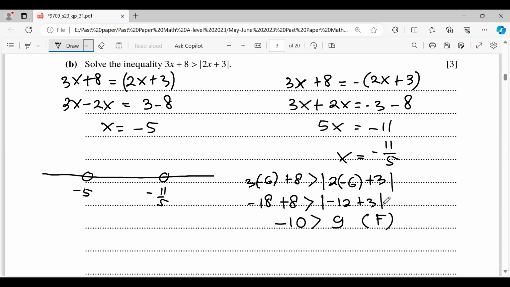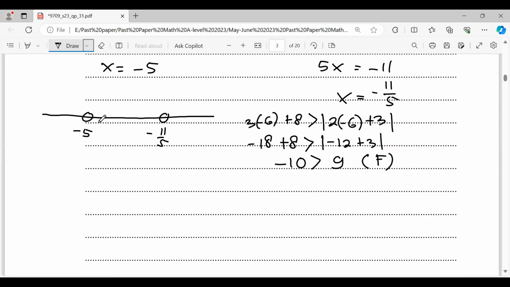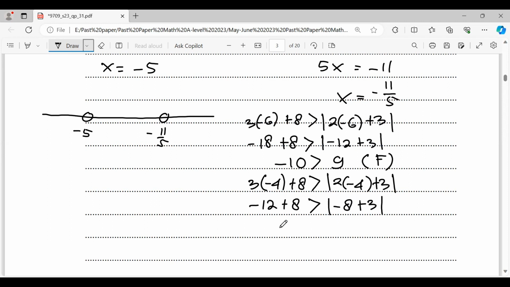This is false. Now, a number between negative 5 and negative 11 over 5. I'm going to take negative 4. What if negative 4? 3 times negative 4 plus 8, greater than modulus 2 times negative 4 plus 3. Negative 12 plus 8, greater than negative 8 plus 3. This is negative 4, this one 5. False. So it means this area does not include the solution area, and the left area as well. Probably the right area, but we have to check first.